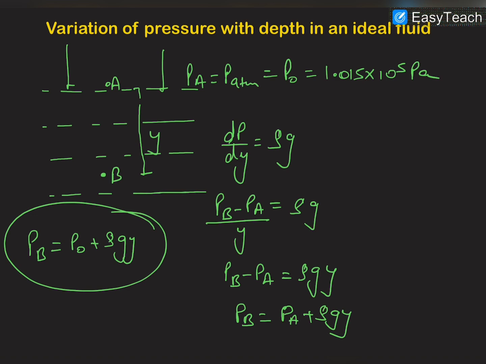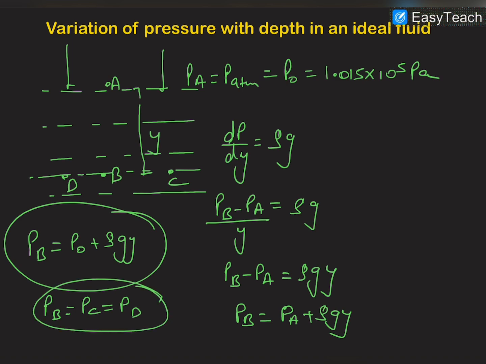So at this level of B, at this point, let's suppose C, D, we can say that the pressure at B, pressure at C and pressure at D will be the same, because they are at the same level from the free surface of the liquid. And when I say free surface, it means that I am referring to the surface which is in contact directly with air. So free surface is this one. So this is the formula.